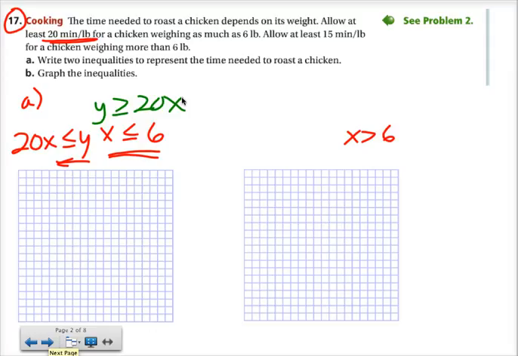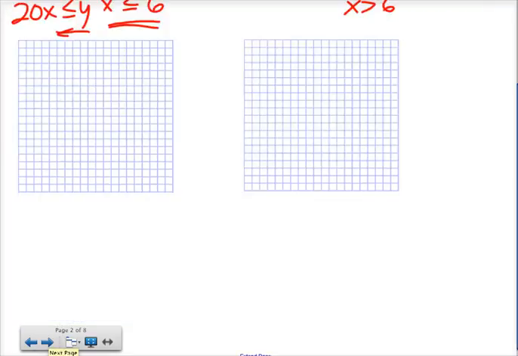The time needed to cook needs to be greater than or equal to 20 minutes per pound. It makes more sense, I think, if you turn it around backwards there. And then for the other chickens, we know all we have to do is change that to 15.